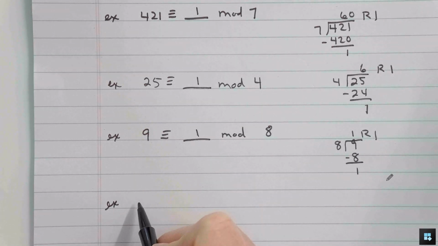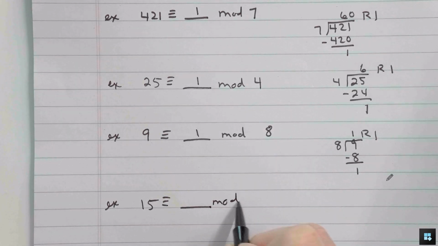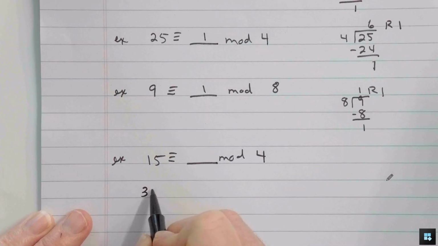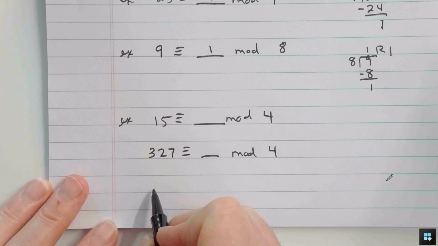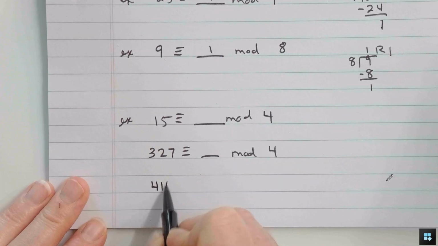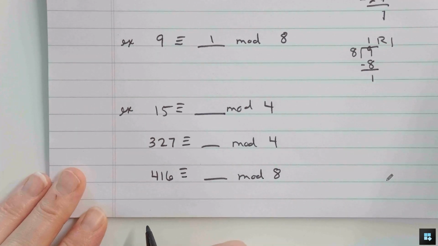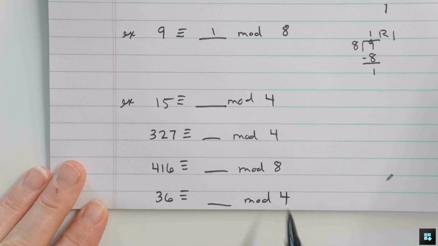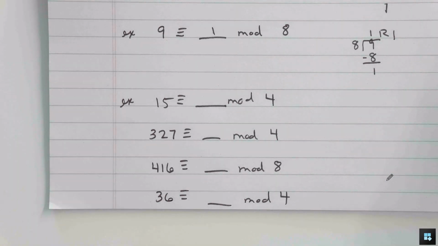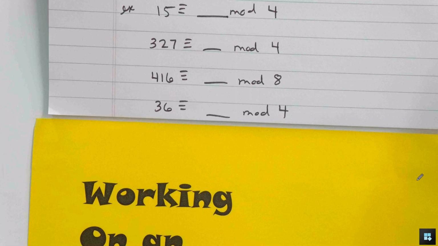So how about I do 15 mod 4, 327 mod 4, another big number, 416 mod 8, and 36 mod 4. Okay, so we work on that and I'll come around. And students at home, you can check your work in a minute. And if you're stuck, just raise your hand, please.